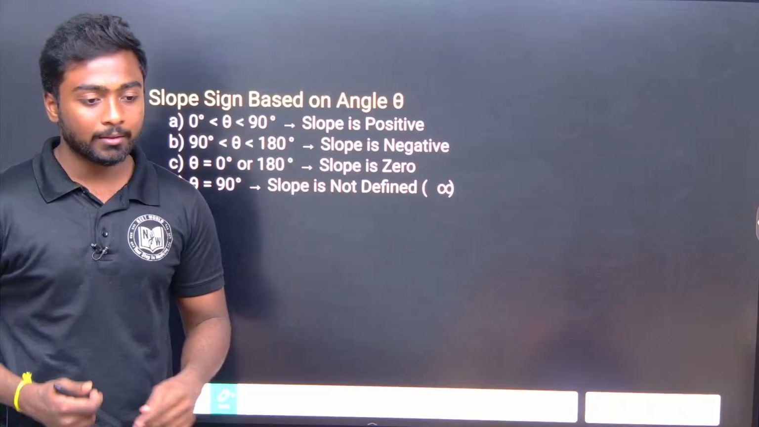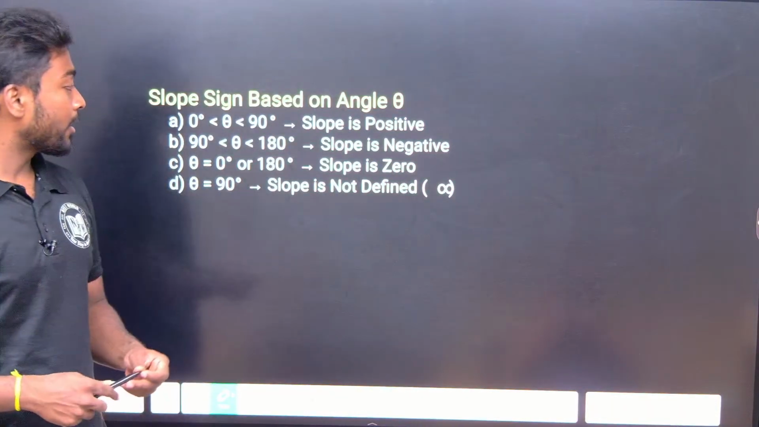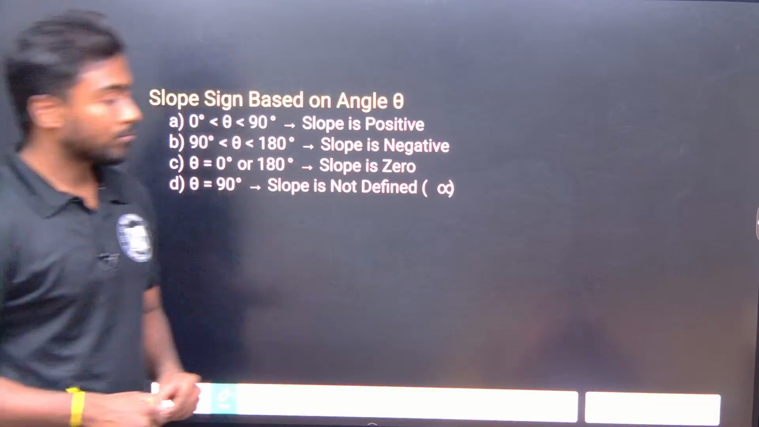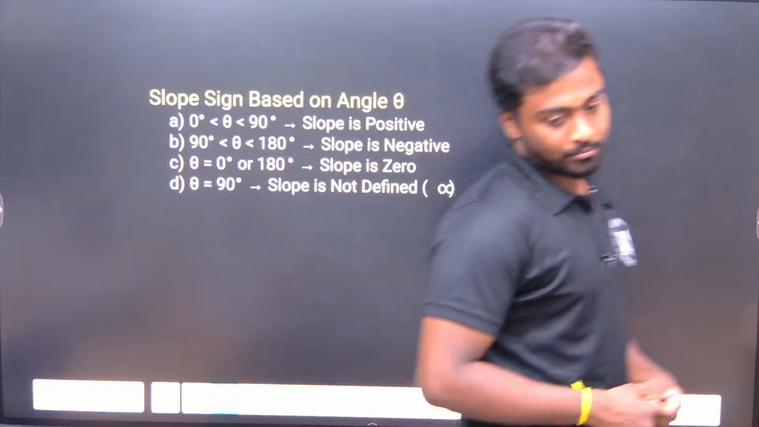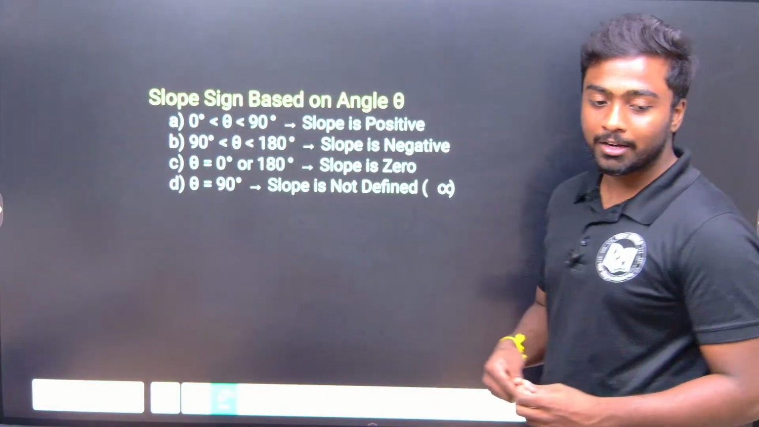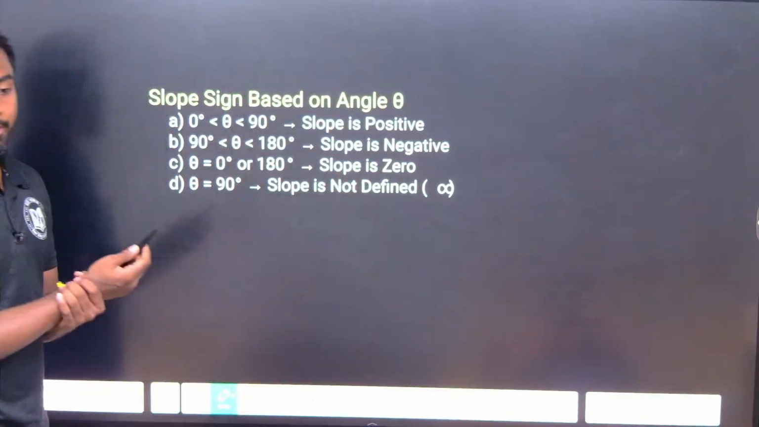What is tan 0? It is 0 by 1, sin by cos, so 0. Tan 180 is 0. And tan 90 is undefined, right? Yes, so exactly at 90 it is not defined, it is infinity.